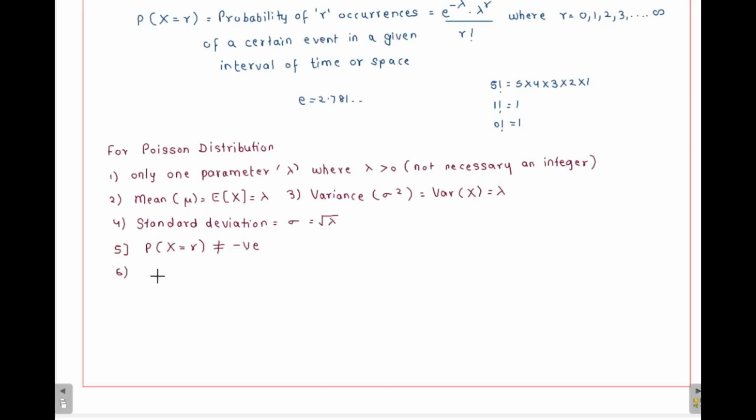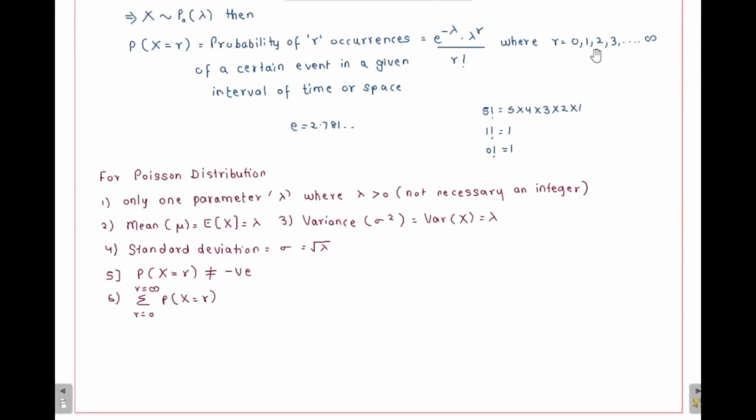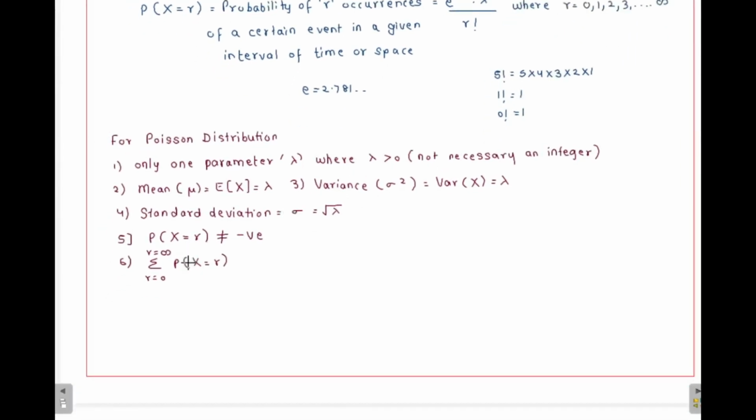Then the last thing: the summation of all the probabilities. When I take the probabilities of x taking all the possible values, like here r can take all the possible values 0, 1, 2, 3, 4 and so on up till infinity, if I add up the probabilities of all the values which x can take, the sum of the probabilities will always be equal to 1.